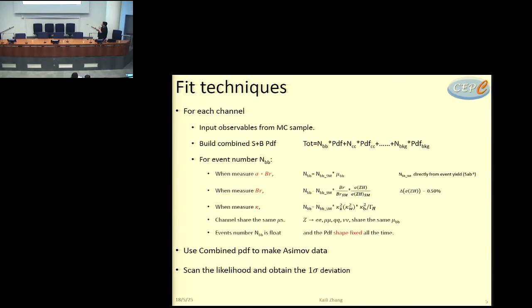Here we can see that for each channel we can build the combined signal plus background PDF for the event number. We have different forms to fit, like fitting the branching ratio, or the cross section times branching ratio, or the kappa. After we use the combined PDF to make the Asimov data, we can scan the likelihood and obtain the 1 sigma deviation to get the result.